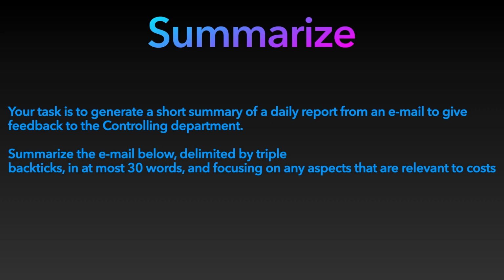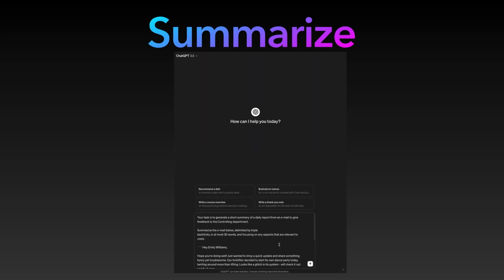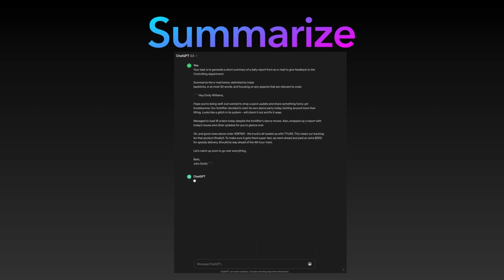The purpose of this prompt is to tell us the most important information in the email, giving more importance to everything related to extra costs. We signal this priority to the virtual assistant with slots to give feedback to the controlling department, focusing on any aspects that are relevant to costs. We execute the query on ChatGPT 3.5. The AI lists all topics mentioned in the email, but allocates more words to the section related to extra costs. This contrasts with the breakdown in the forklift, which is simply mentioned without adding any detail.